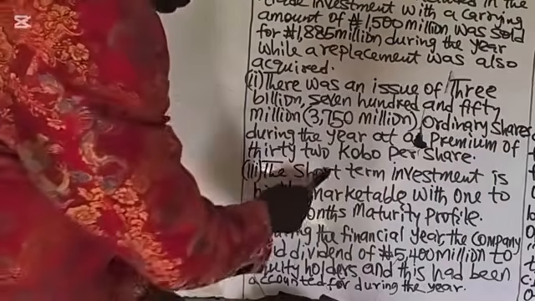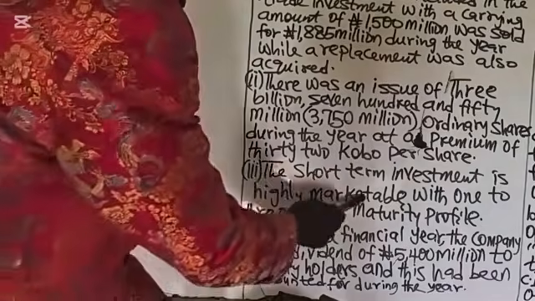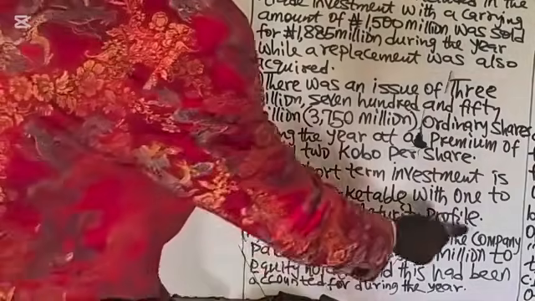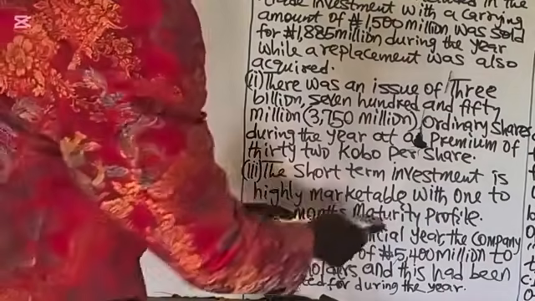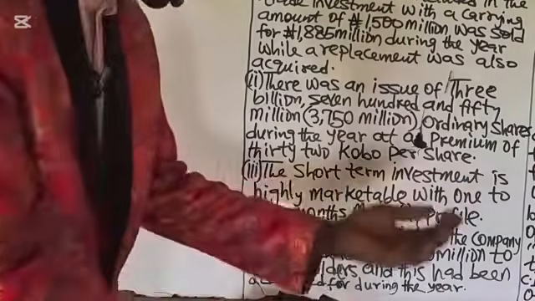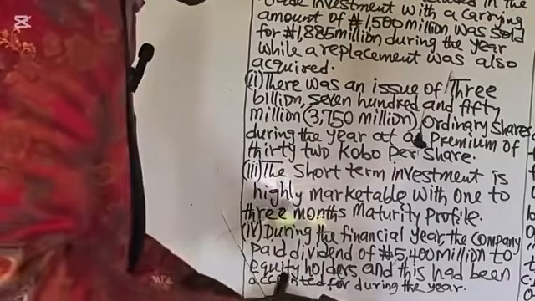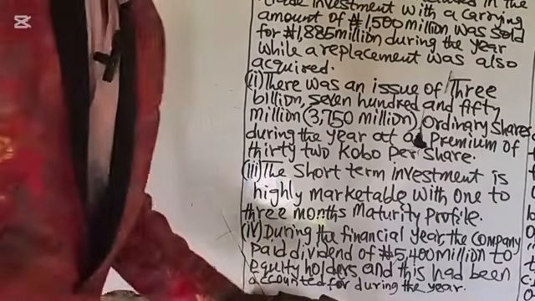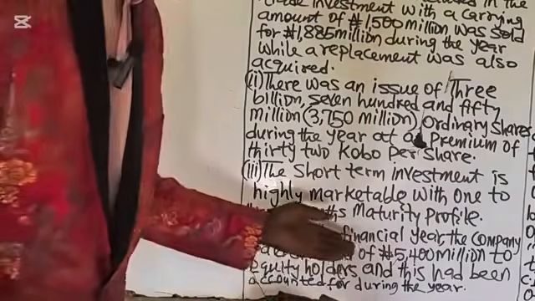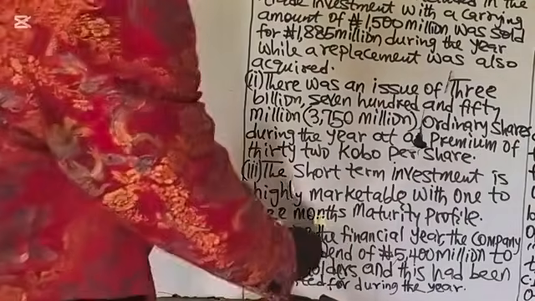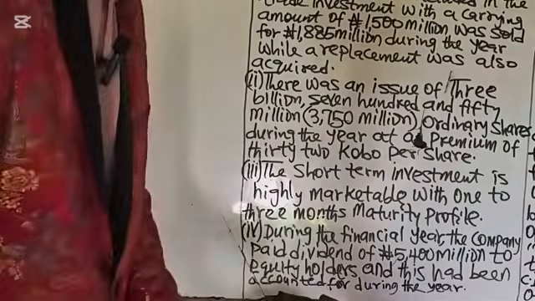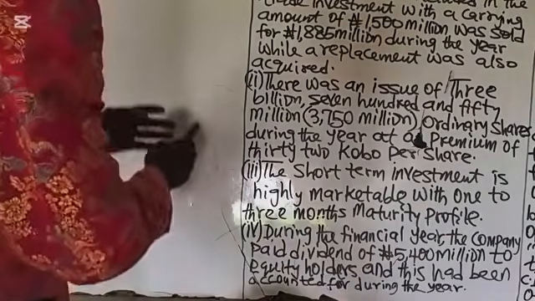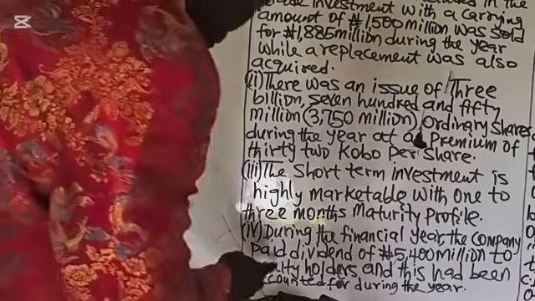Note 3. The short-term investment is highly marketable with 1 to 3 months maturity profile. So the 1 to 3 months implies that it is a short time, it is highly liquid. And we said a short-term, highly liquid investment, we refer to those items as cash equivalent. So that means this will form part of our cash equivalent. As a result of that, it has nothing to do with the statement of profit or loss. It doesn't have anything to do with profit before tax.